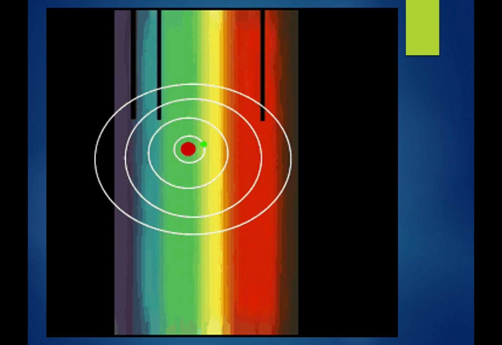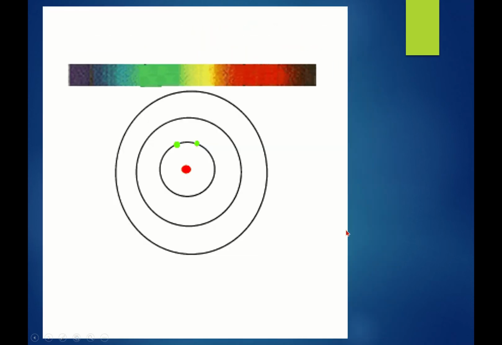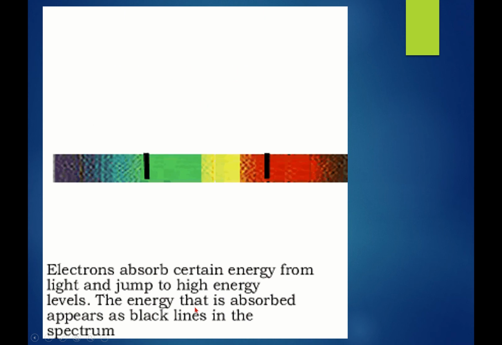Okay, refer to the animation again. Okay, this is another animation to show the absorption of spectrum. The electron absorbs certain energy from light and jumps to a higher energy level. The energy that is absorbed appears as a black line in the spectrum.